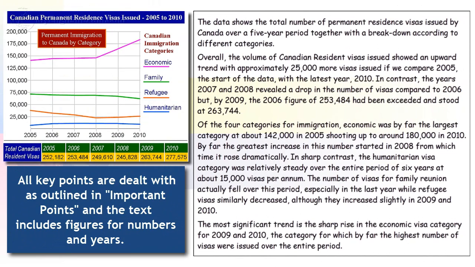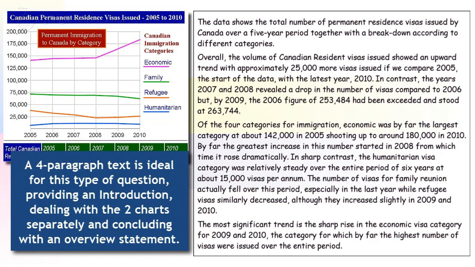All key points are dealt with as outlined in important points, and the text includes figures for numbers and years. A 4-paragraph text is ideal for this type of question, providing an introduction, dealing with the two charts separately and concluding with an overview statement.